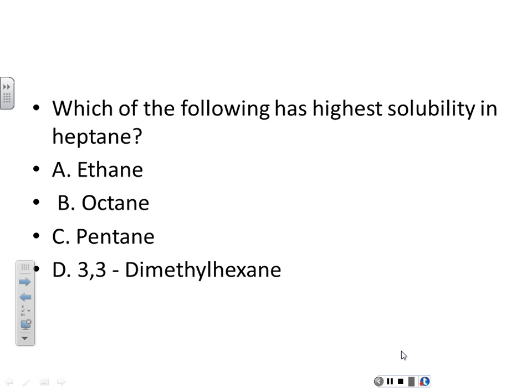So, which one do you think? I'm assuming that it's going to be... That's right. Because all forces are the same, and it's the smallest.